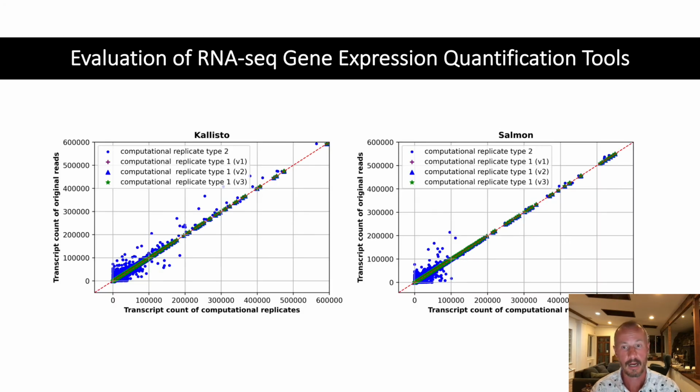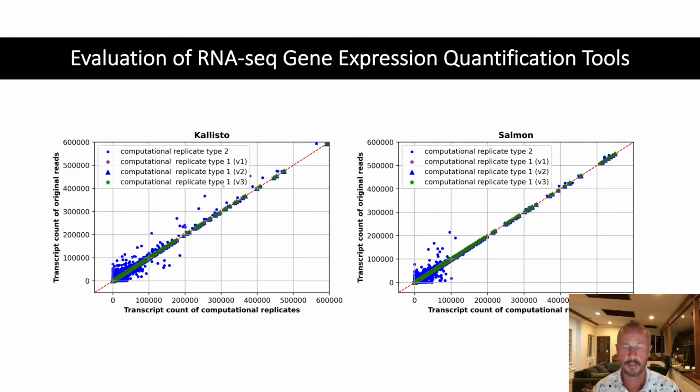Okay, so what we did last is that we also looked at RNA-seq, and that's just the start of our work. We have done so far Salmon and Kallisto, and we did exactly the same thing. We took computational replicates type 1 and type 2, and we tried to challenge the tools. What you can see is that there are some differences, maybe not that dramatic, between Kallisto and Salmon, but there are some. For Salmon, you can see that mostly the low expressed genes, or in this case actually transcripts, are affected. However, for Kallisto, you can see that even the highly expressed transcripts are affected.